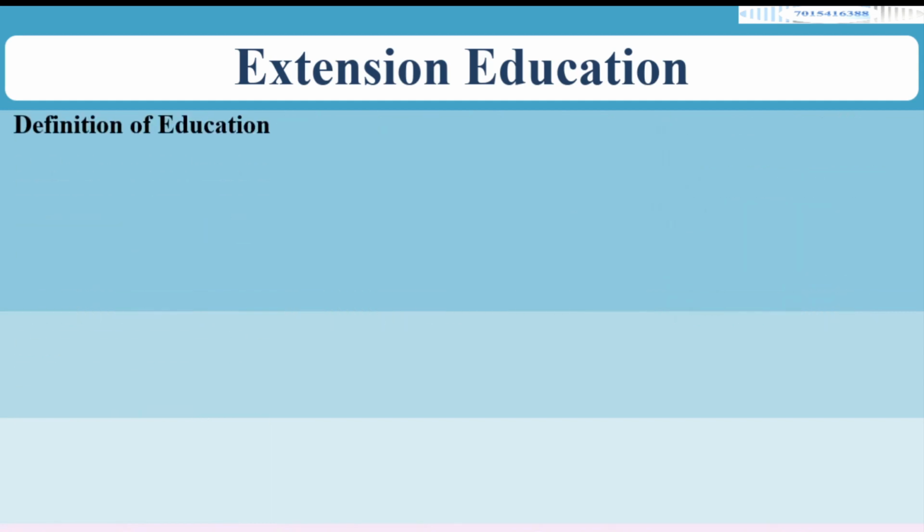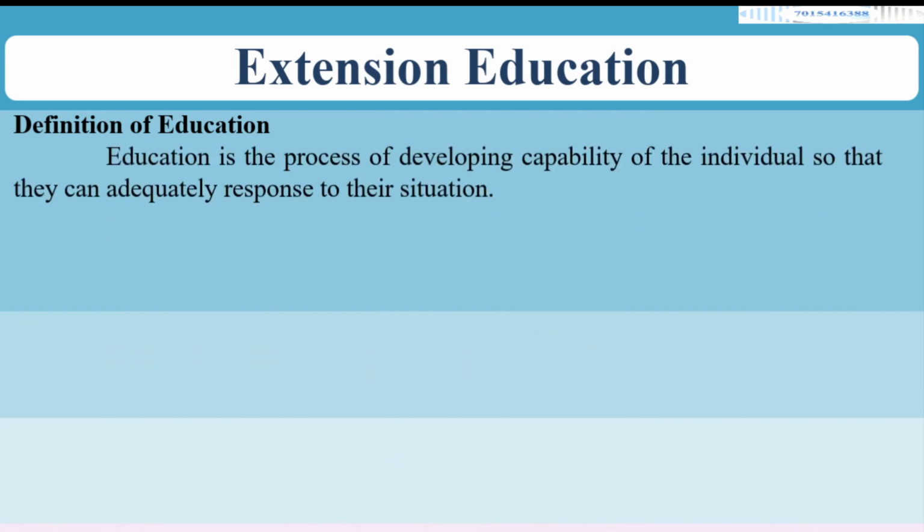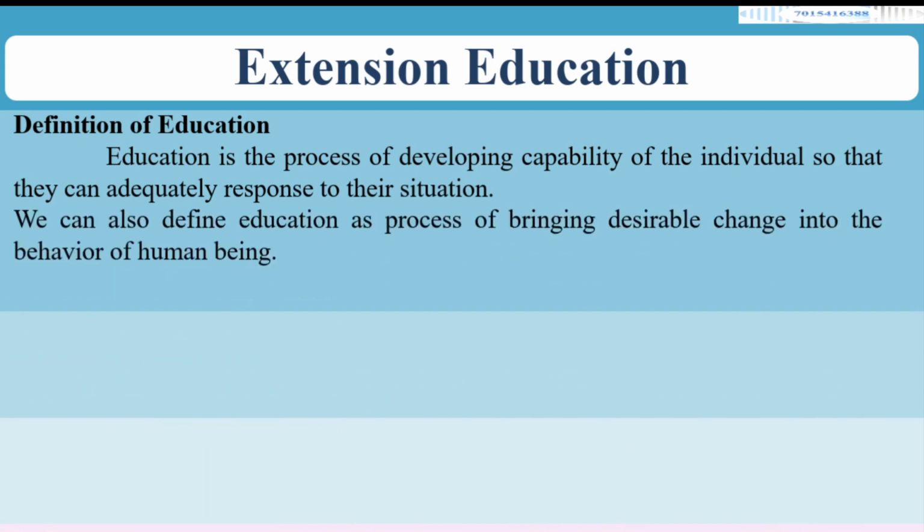Next is the definition of education. Education is the process of developing capabilities of the individual so that they can adequately respond to their situation and their surroundings, whatever is happening around them, in a better way. We can also define education as the process of bringing desirable change into the behavior of any human being.